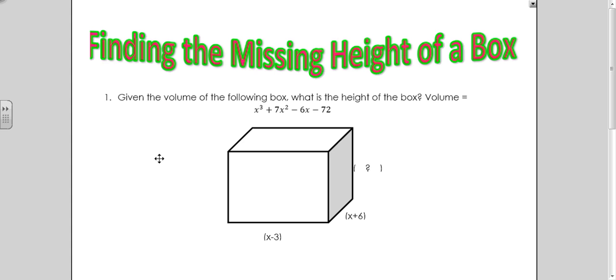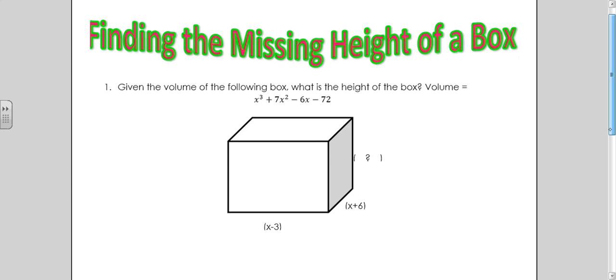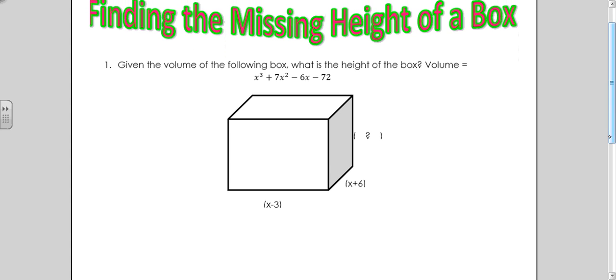Finding the missing height of a box. So if you're given two dimensions and you're trying to find the third one of the cube, rectangular prism, what you first have to do is multiply together the two sides that you actually have.